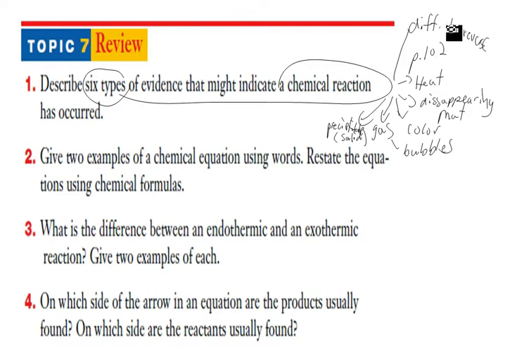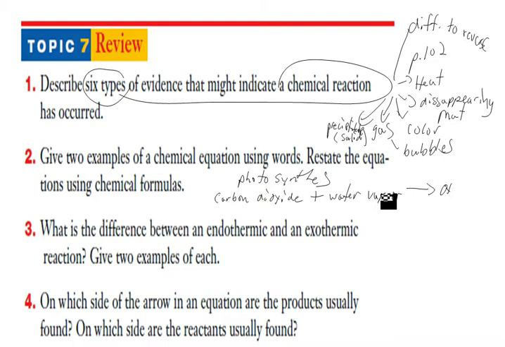Next, give 2 examples of a chemical equation using words, and then restate it in a chemical formula. One could be one that we remember from a long time ago, and that's photosynthesis. So in photosynthesis, carbon dioxide plus water vapor produces oxygen plus sugar. So that's the word equation.